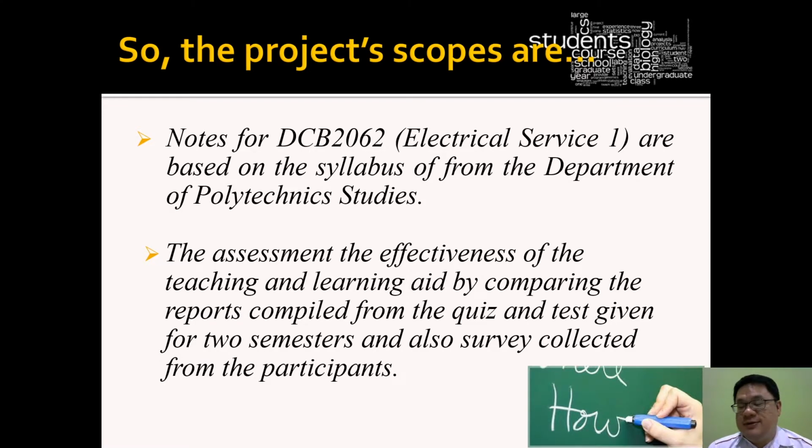The scope of this project consists of the notes for DCB 2062, which are based on the syllabus from the Polytechnic Department Studies. It also covers the assessment of the effectiveness of the teaching and learning app by comparing the reports compiled from the quizzes and tests given for two consecutive semesters, and also from the survey collected from the participants.